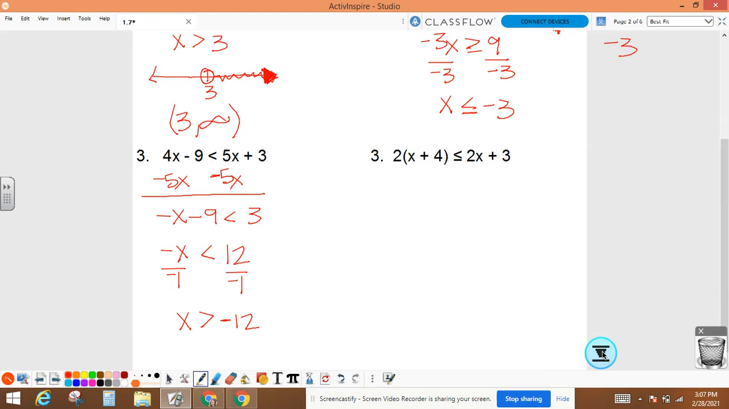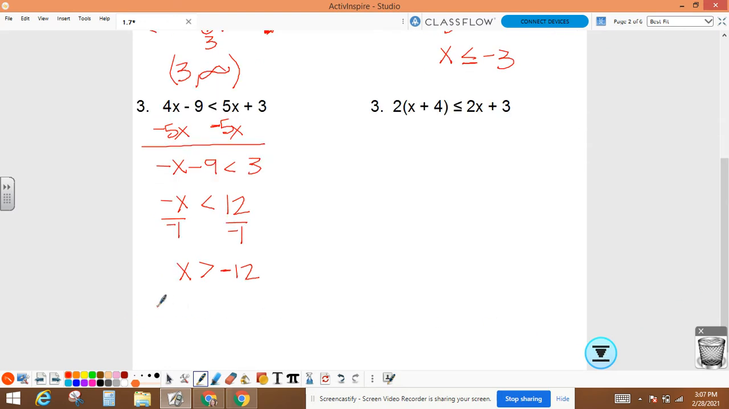All right, so now we're ready to make our number line. I think I forgot my interval notation on number 2. Did I or did I not? I can't remember. Let's finish this one and we'll go check. So open circle, and greater than is this way. We are starting at -12 and going to infinity. And it's an open circle, so we use a parenthesis.